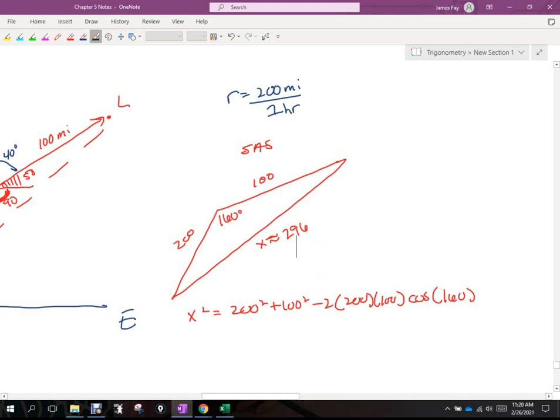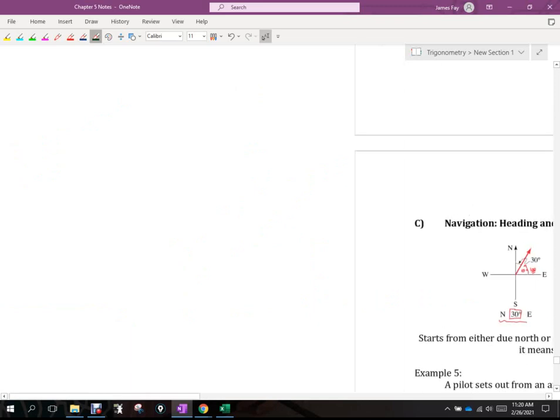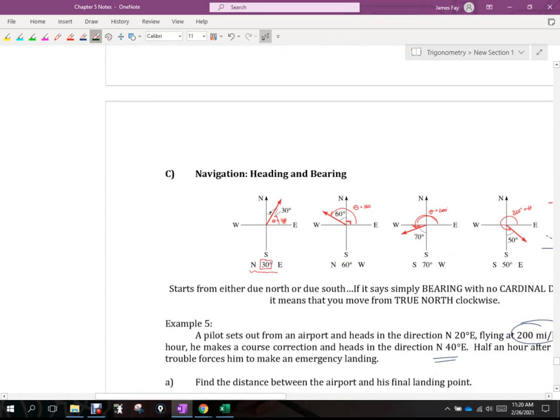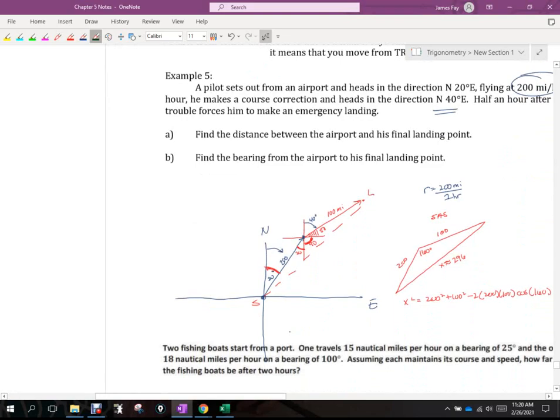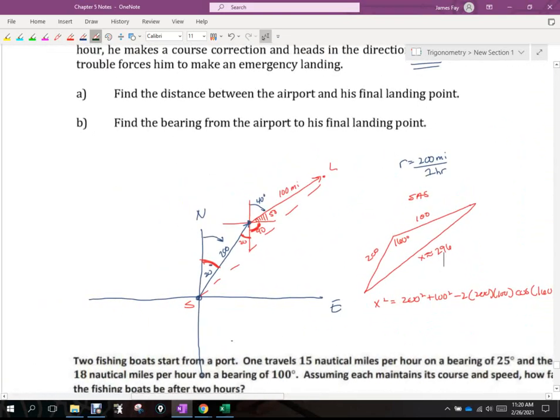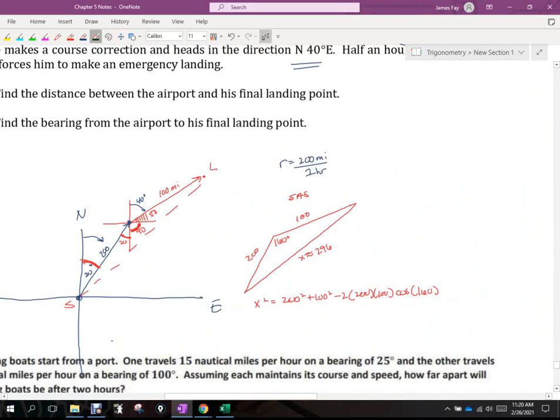Now the next question asks us, what is the heading? So let's say that maybe this plane crashes or lands in the wilderness, and we have to find somebody. We know they've traveled 296 miles, okay? But if I'm going to start from this airport and I know that they traveled 296 miles, they could be anywhere on that circle. Does that make sense? So I need a direction to be sent.